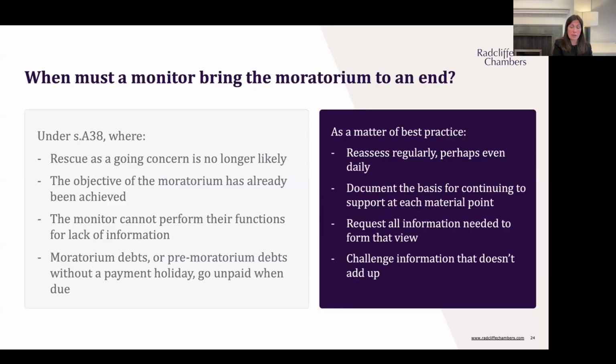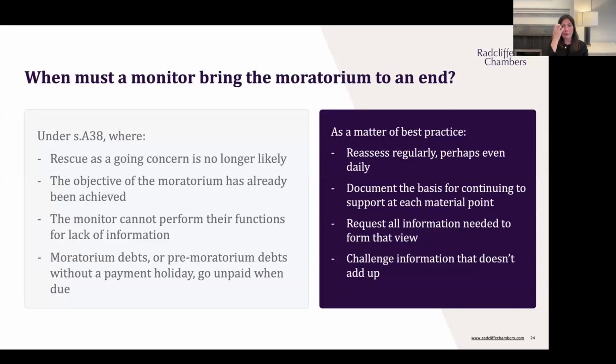Moratorium debts or pre-moratorium debts without a payment holiday go unpaid. My experience is there's a bit of flexibility in this. I've seen a couple where they haven't paid HMRC in terms of their ongoing PAYE. As long as they rectify it within a short period, I'm finding that monitors are happy not to bring it to an immediate close, but to give the directors time. I think that's sensible. The very fact that the company needs a moratorium suggests that it's in some difficulty and that ongoing cash flow is going to be a pressure point. So I think that's reasonable, and I don't think the court would ever criticise that.